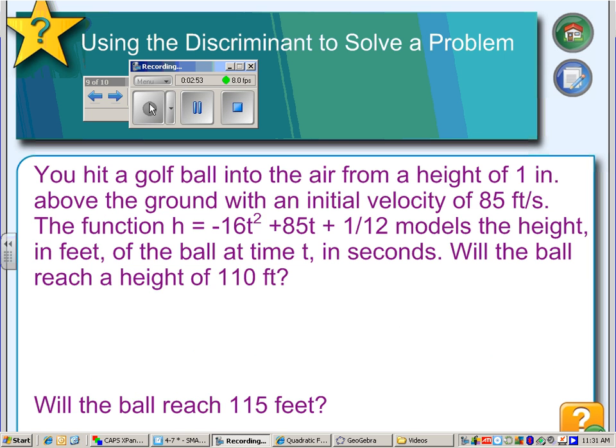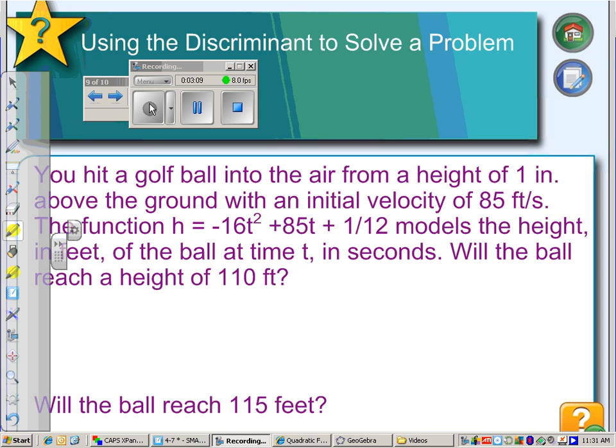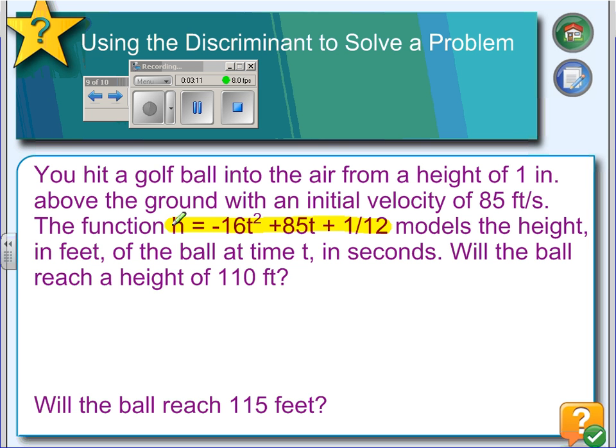So here's another example of using the quadratic formula in a real life situation. If you hit a golf ball into the air from 1 inch off the ground with an initial velocity of 85 feet per second, then you will get an equation modeling the path of the golf ball that looks like this. What we want to know is, will the ball reach a height of 110 feet? So H stands for height, so we'll put 110 in for H.